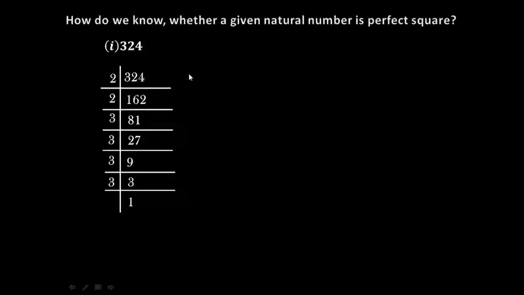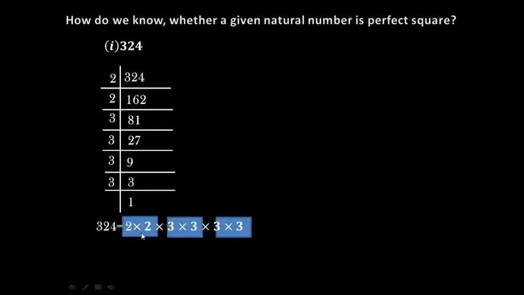Now 324 can be written as 2 into 2 into 3 into 3 into 3 into 3. Now let's make pairs. These two 2s will make a pair, these two 3s will make a pair, and these two 3s will make a pair. Now we can write 324 as 2 into 3 into 3 whole square.